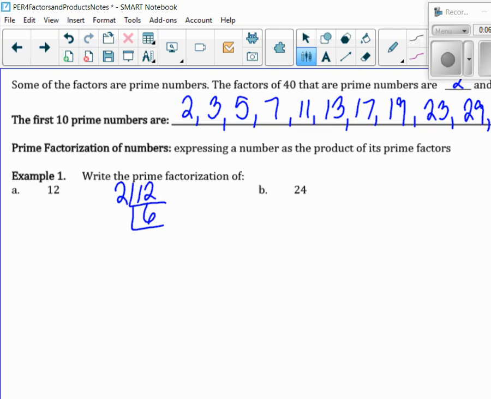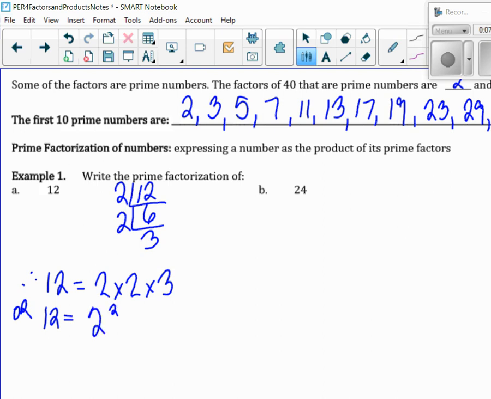Kind of? Okay, now can I do 2 again? Yeah, because 6 is even, right? And then what do we get? 3. And 3 is prime, so I know I'm done. So I'm going to write 12 as a product of 2 times 2 times 3. There's another way to write this, and it's using exponents. So how could I write this? Anybody? Yeah, 2 to the power 2 times 3. Do you remember that?